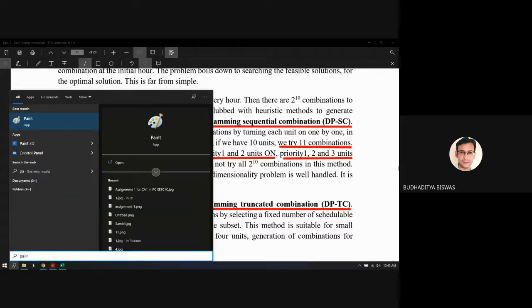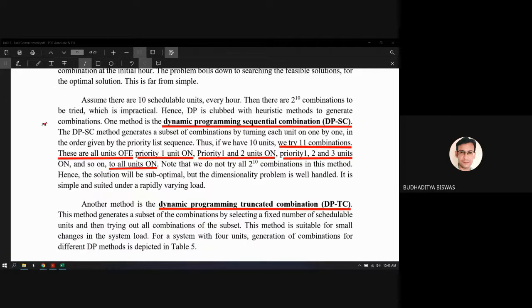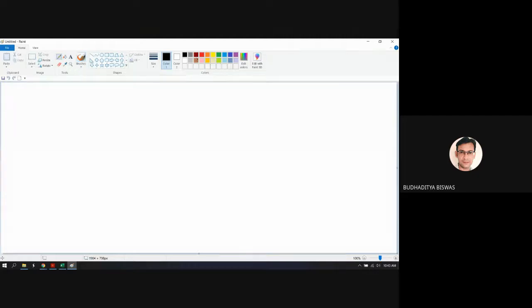Like this one. Suppose we have, say, 4 units. So this is unit 1, this is unit 2, this is unit 3, this is unit 4.